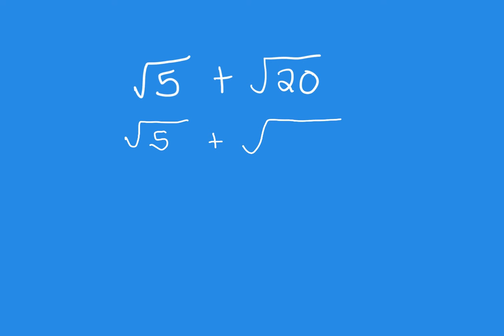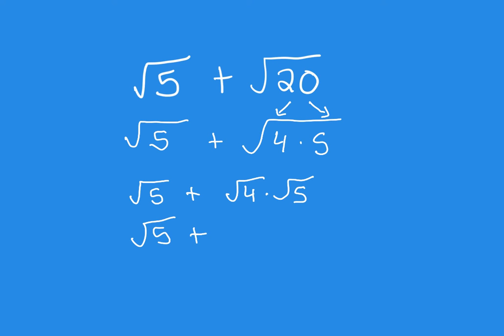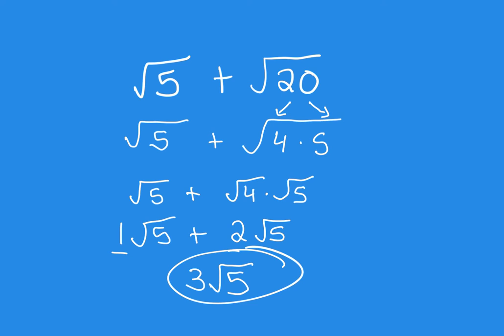Plus, let's see, the square root of, can we break 20 up? I can break it up into 4 times 5, where 4 is a perfect square factor. So square root of 5 plus the square root of 4 times the square root of 5. So this is the square root of 5 plus 2 square roots of 5. So the first one, it's like 1 square root of 5 plus 2 square roots of 5. Add the coefficients, so 3 square roots of 5.